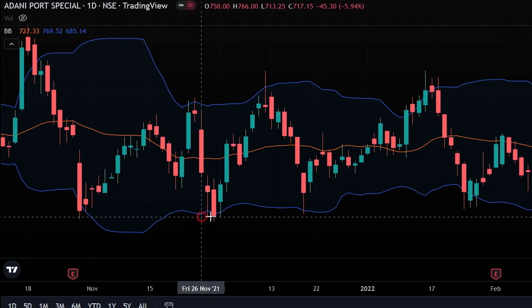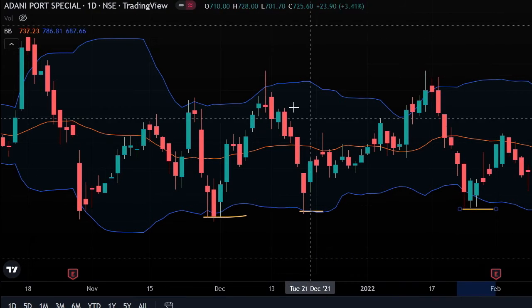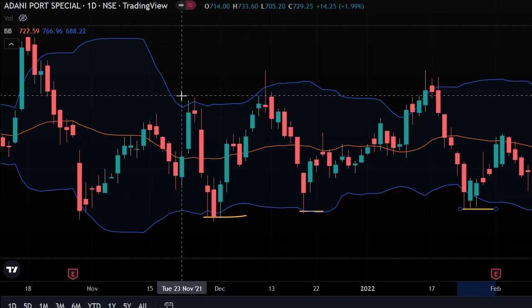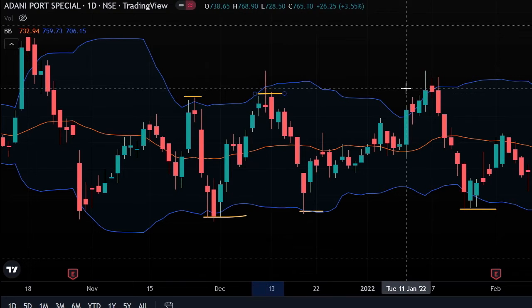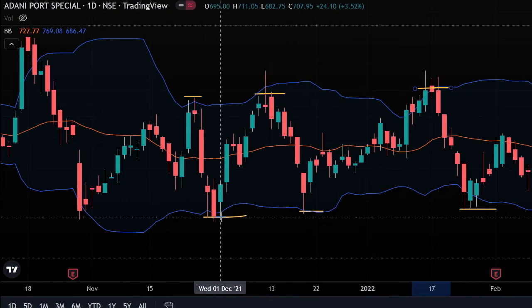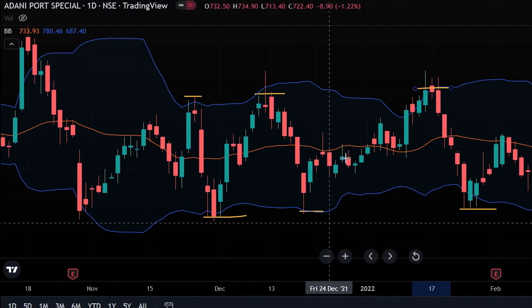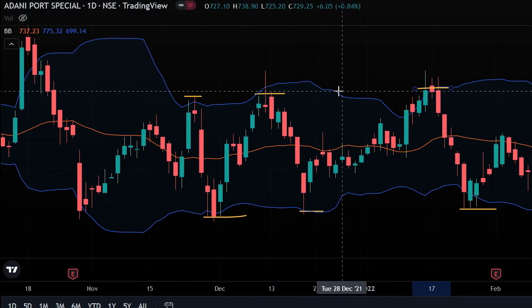Price has taken support at this point, this point, and this point, and price has taken resistance at the upper band. So it is showing price can take support on the lower band and can take resistance on the upper band. Lower band acts as a support and upper band acts as a resistance.